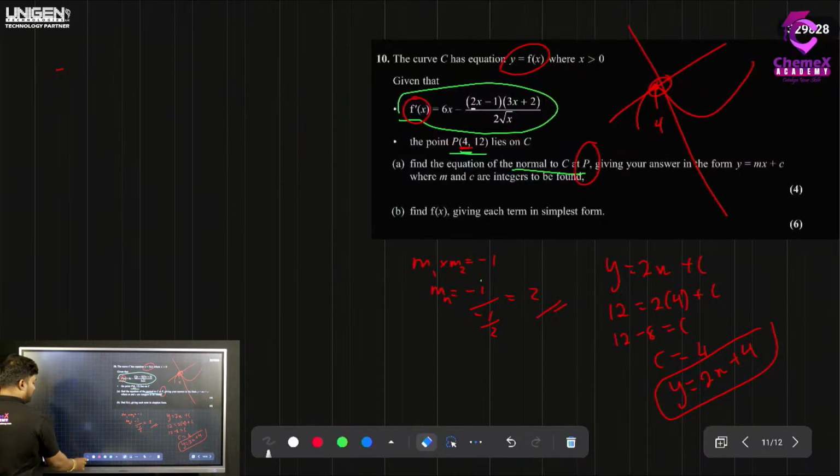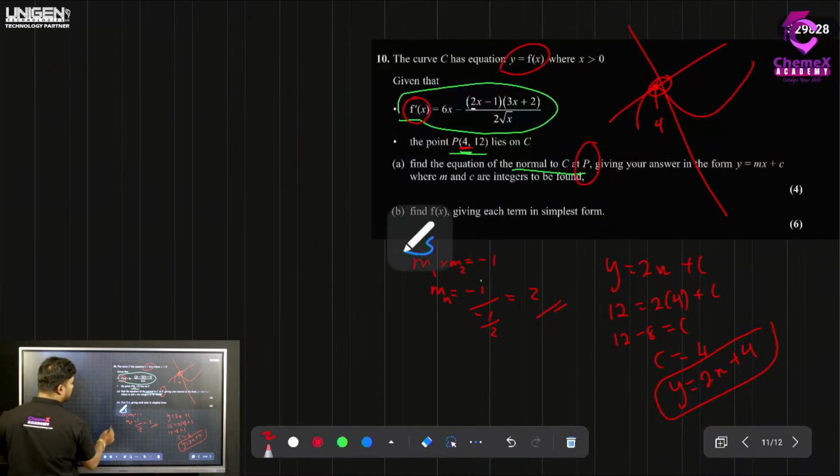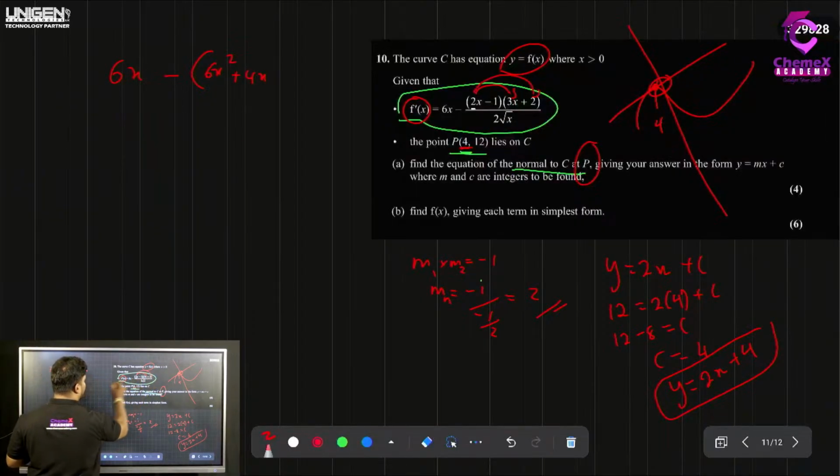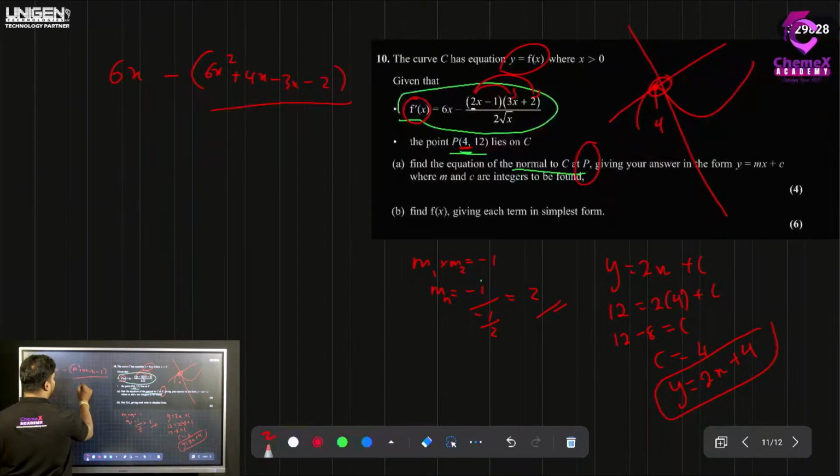All right, so the next question is going to be f dash x. So that means I need to integrate this. So 6x minus, I'm going to expand that. That's going to be 6x squared plus 4x. Then minus 3x minus 2 over 2x to the power half. Then I can write 6x squared minus x minus 2. I can break these into several parts and write also.